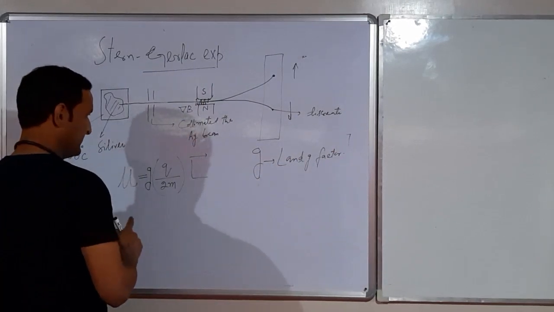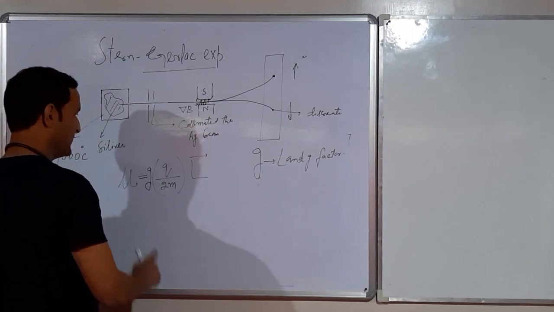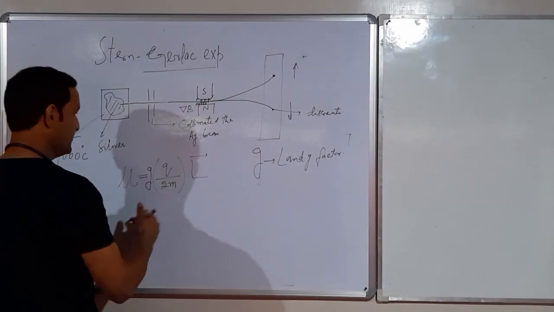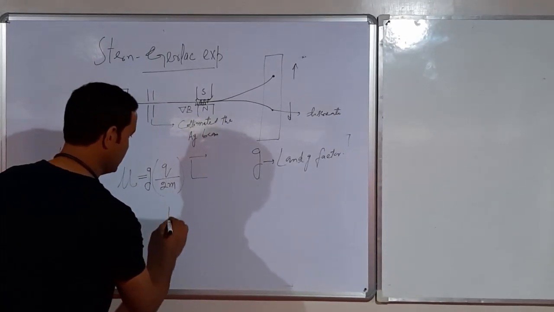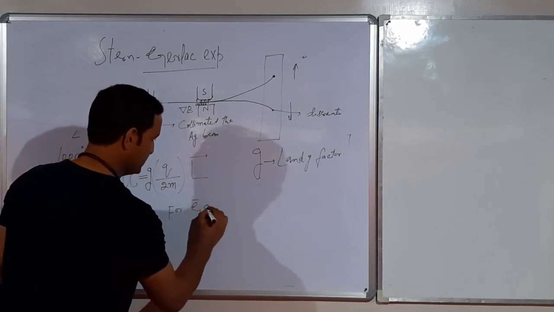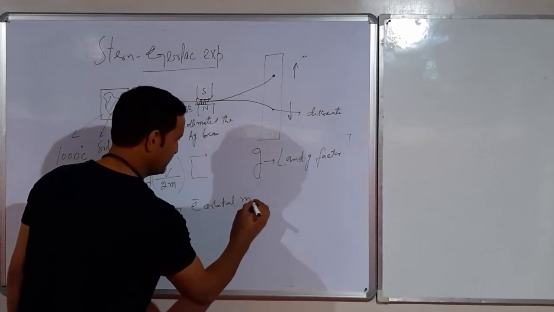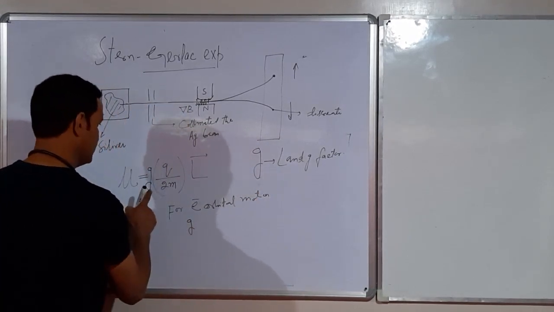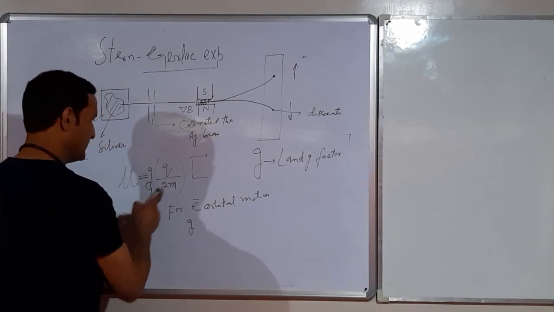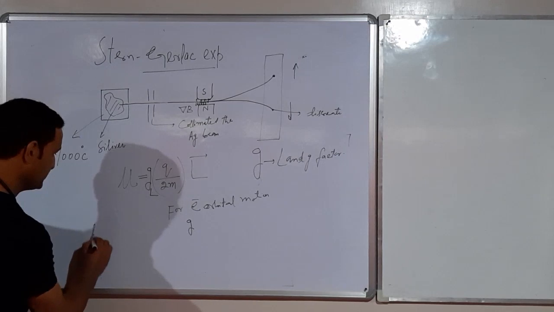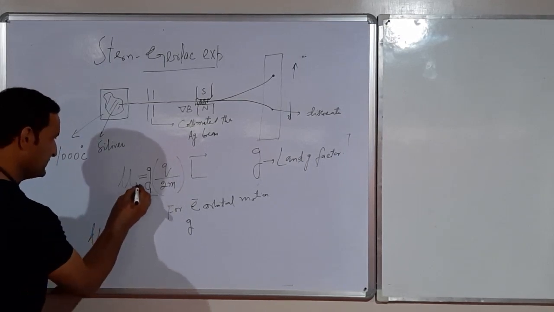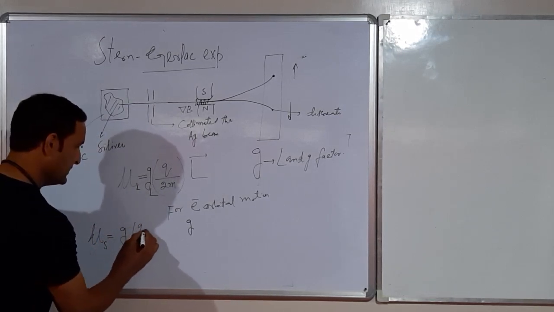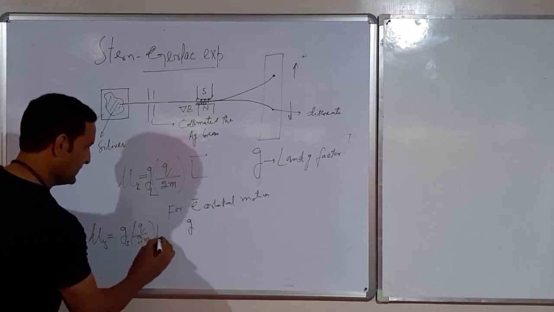So this Landé g-factor, its value is experimentally known for electron orbital motion, electron spin motion, and nuclear spin motion also. This can be written for electron orbital motion: mu L equals g L into Q upon twice M into L. For spin motion, similarly, there is a magnetic moment associated with it, mu S, equal to g S into Q upon twice M into L.